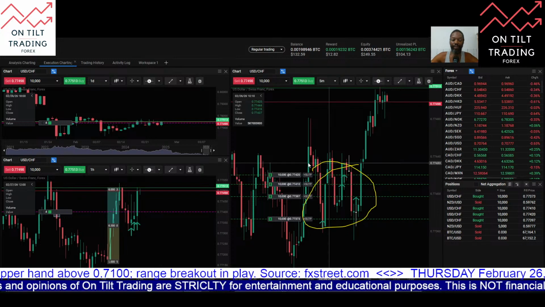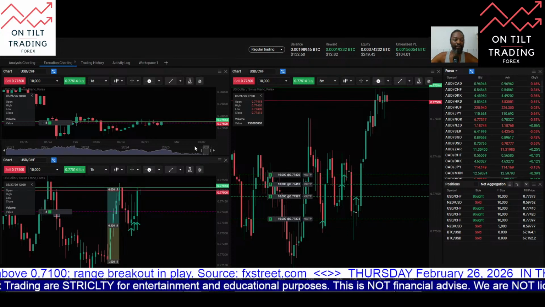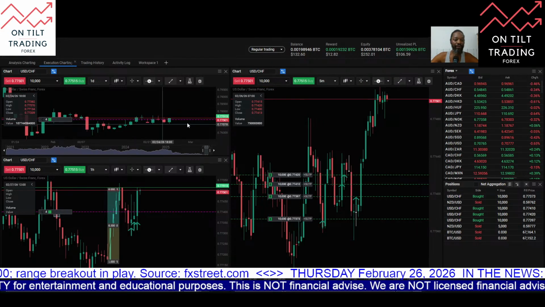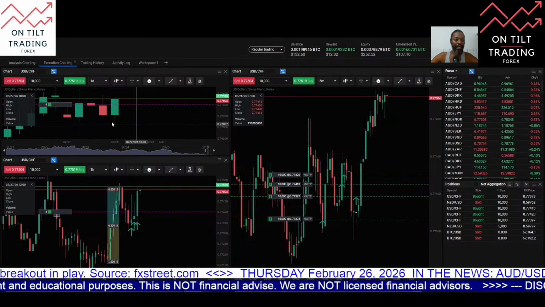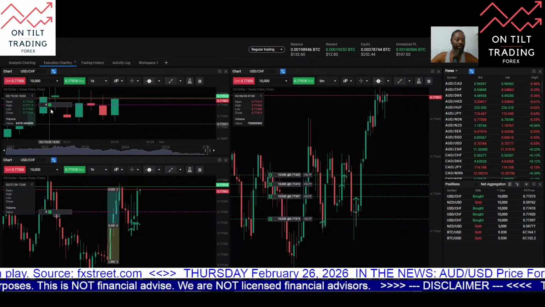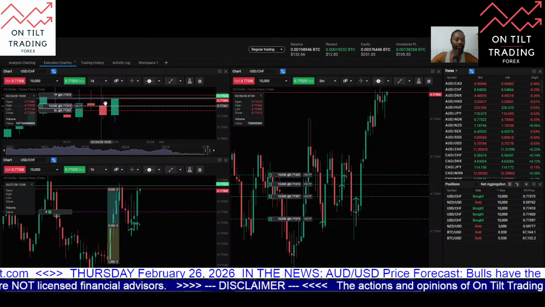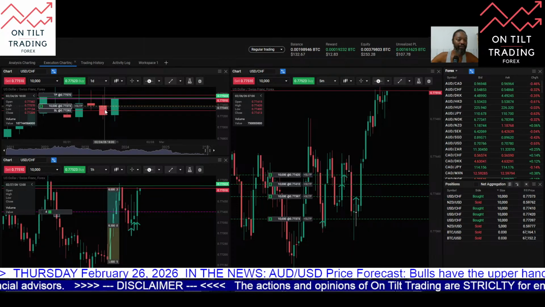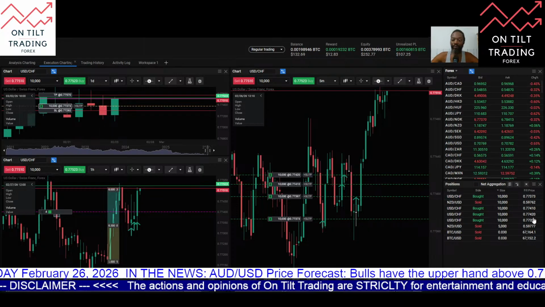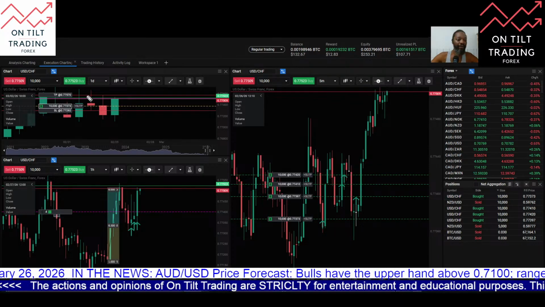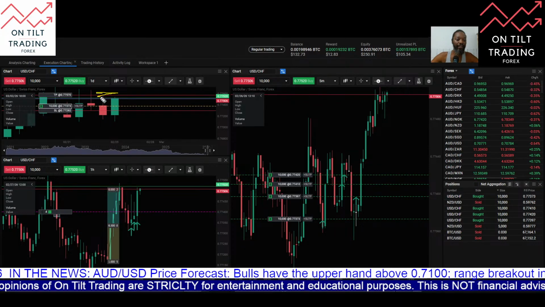And then my target is the liquidity at the high of yesterday's candle, which all of these have the same profit target, which is 0.7750, 0.77570, which is the high of yesterday.